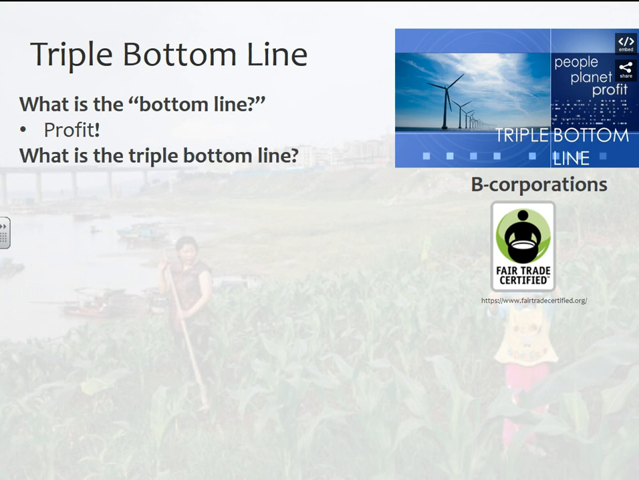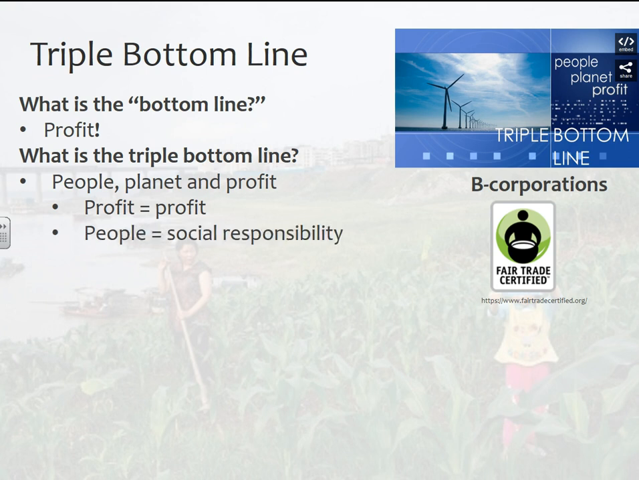So what the triple bottom line does, and this is from your reading, is go beyond profit. It's usually called people, planet, and profit. Profit is just profit, like the regular bottom line. People refers to your social responsibility, and planet refers to environmental responsibility. When you have a company that tries to address the triple bottom line, they try to address all of these elements of sustainability and measure their impact on people, on the planet, and on profit as well.